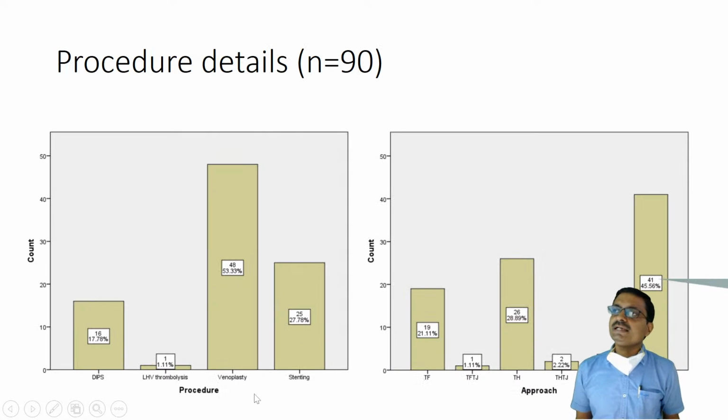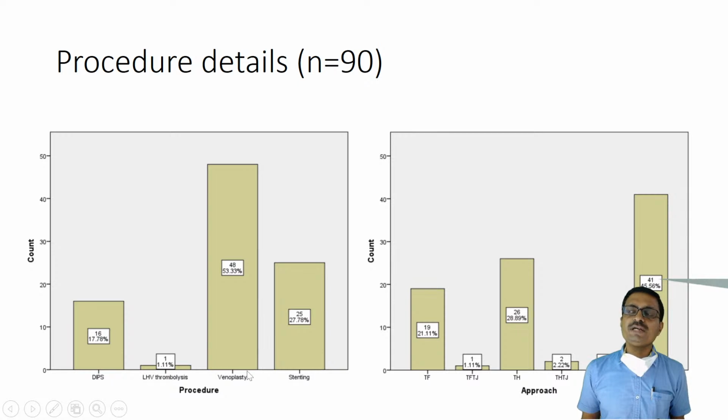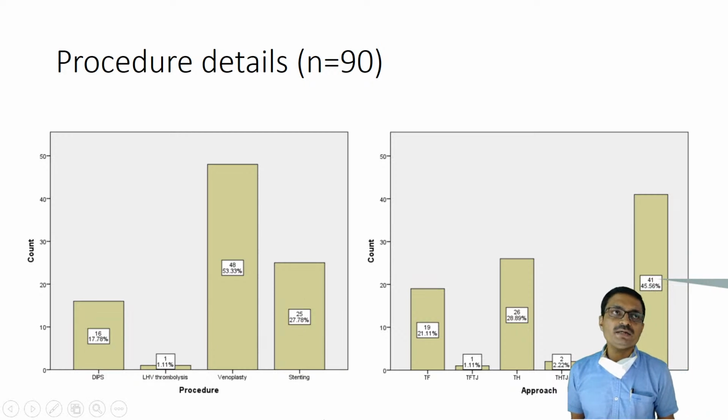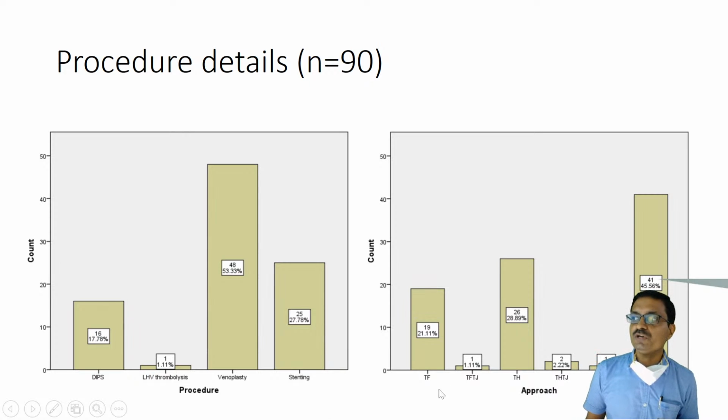So, procedure details. The most common procedure we did was venoplasty. Because they are children, we tried to see if venoplasty alone is sufficient, and most of these patients had an ultra-short segment or a membranous kind of occlusion where plasty alone was sufficient based on the morphology. The second most common was stenting, and 16 patients required a DIPS procedure because none of the hepatic veins were visible. The most common approach was the standard transjugular approach, and the second most common was the transhepatic approach, especially for the middle hepatic vein.